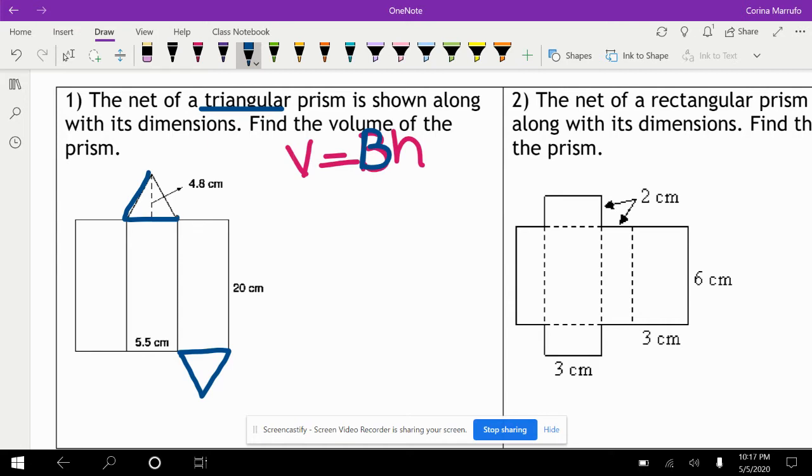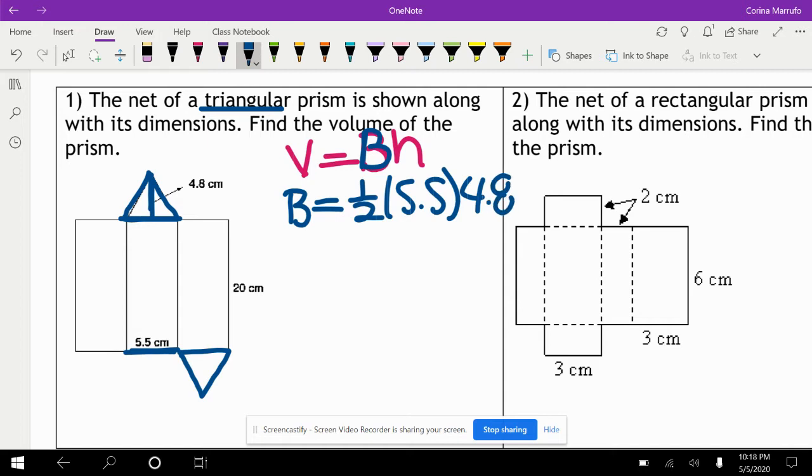In order for us to find big B, the area of the base, since it is a triangle, we're going to use 1/2 times our base, which is 5.5, times our height. I got the 5.5 from here, it should be the same from here. And the height of the triangle is this one, which is 4.8. So I punch this into the calculator: 4.8 times 5.5 divided by 2 gives us 13.2. So big B is equal to 13.2.